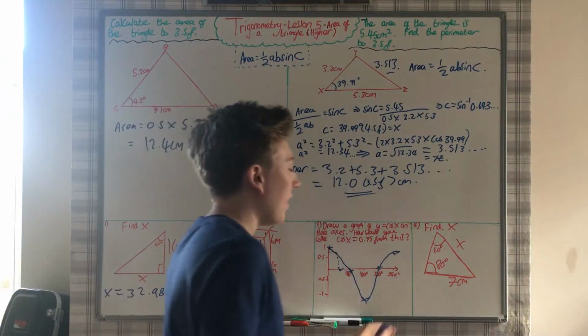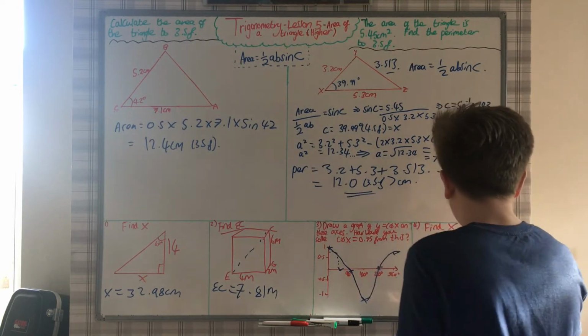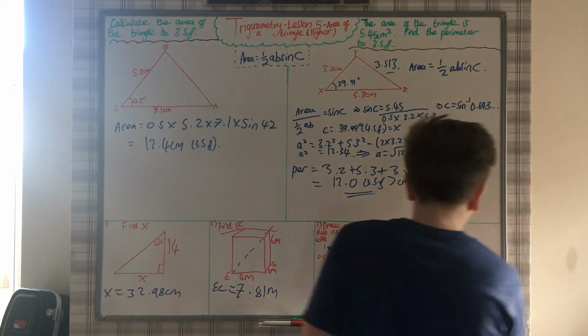Then for the final one, find x. What you should have got for this using the sine rule is 7.96 centimetres to 3 significant figures as our value of x.